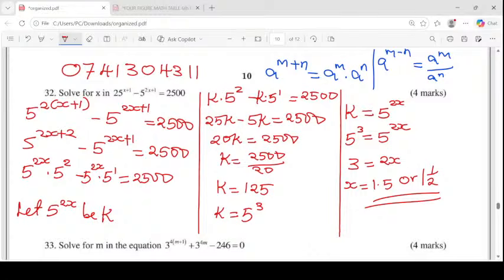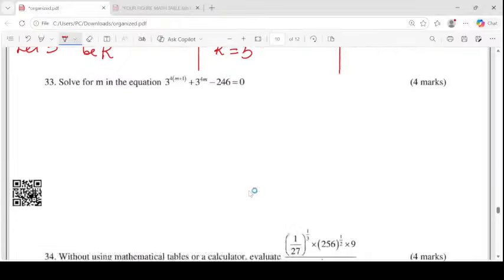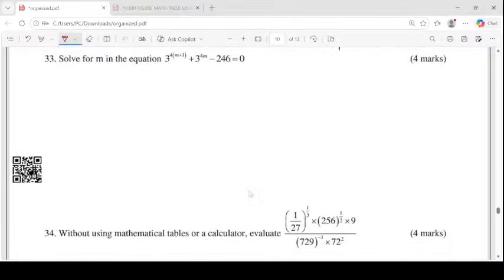We are progressing very well. Let us look at the next part, question number 33. We are now going to question number 33, dear learners. Keep following keenly. Keep following our revision strategies keenly.